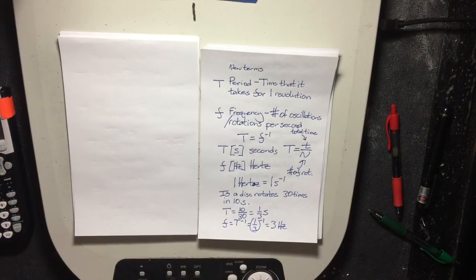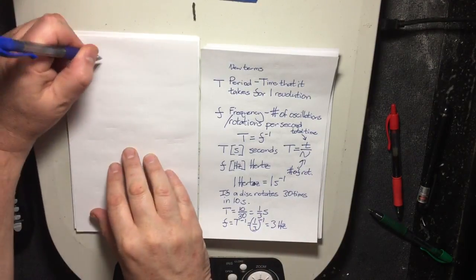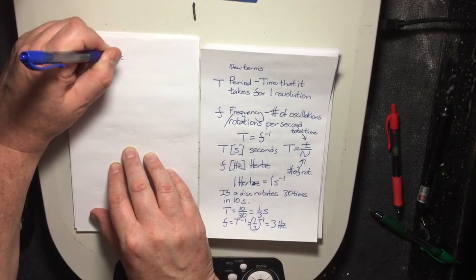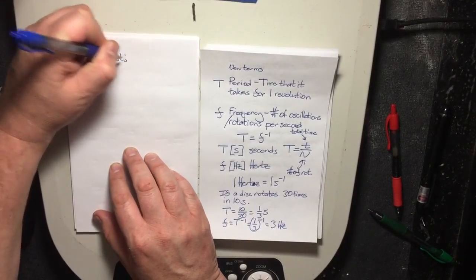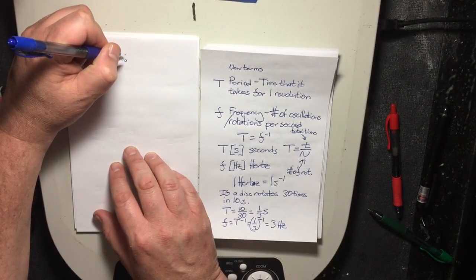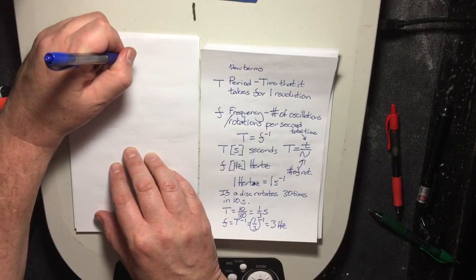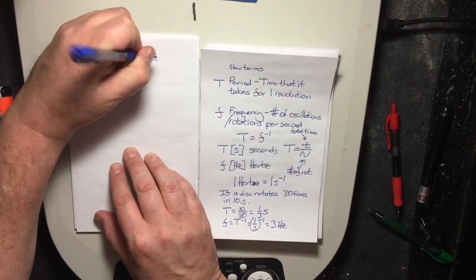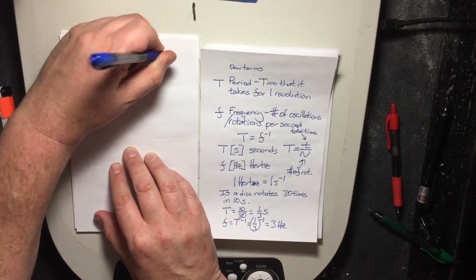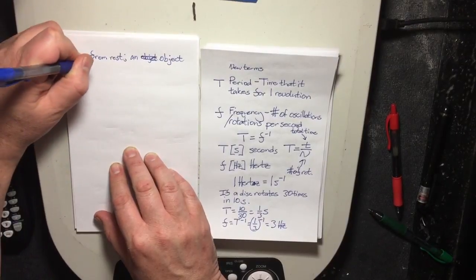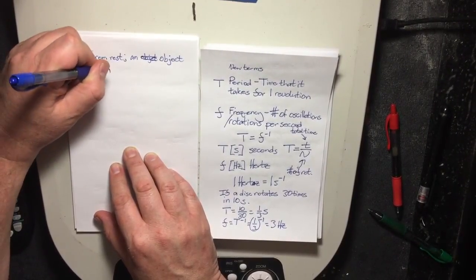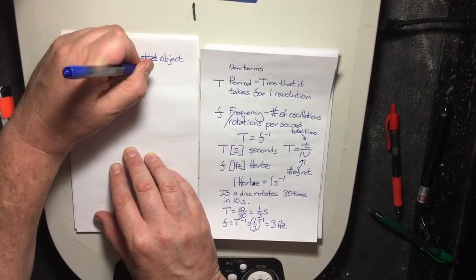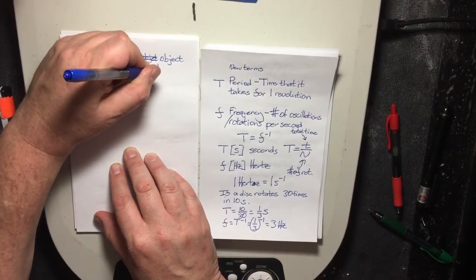Let's do an example. From rest, an object has an angular acceleration of 0.2 radians per second per second.